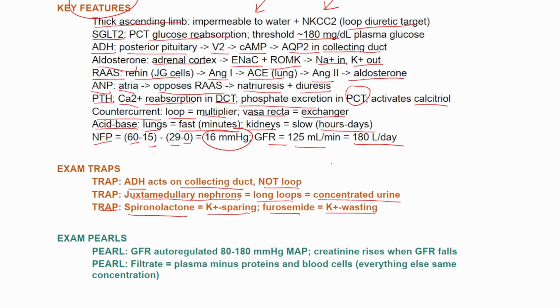We close out this comprehensive review slide with an indispensable clinical example. For autoregulation, the GFR is strictly maintained across a mean arterial pressure range of 80 to 180 millimeters of mercury, meaning that serum creatinine will rise when the GFR explicitly falls. Finally, always remember the exact rule of glomerular filtration, which states that the initial filtrate is identical to plasma minus proteins and blood cells, meaning everything else passes through at the exact same concentration.